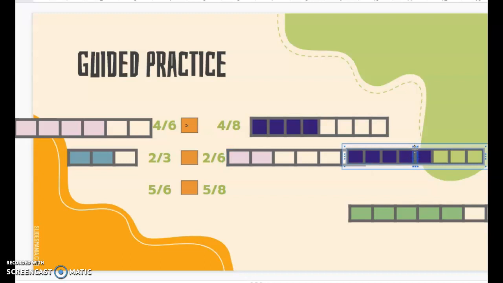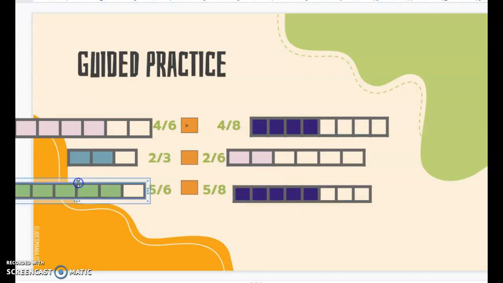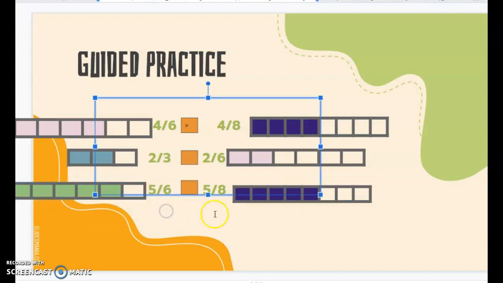I'm going to go ahead and move this model by its fraction that it represents, which is going to be 5 eighths. And I'm going to go ahead and place the last model by the fraction that it is representing, which is 5/6. And I will adjust that when we get to that problem.